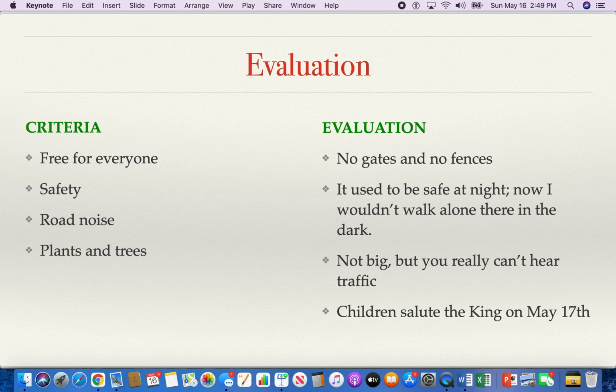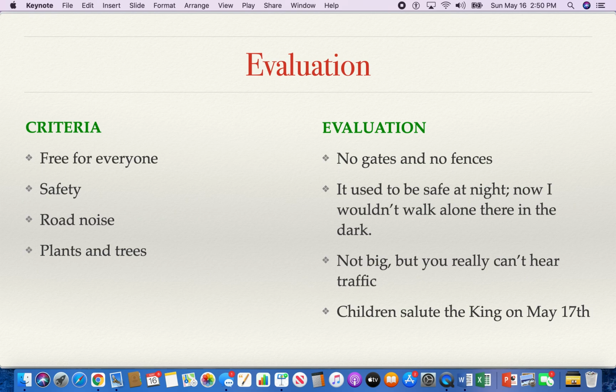Let's consider the next paragraph, which would be evaluation of the place. So, one criterion could be, is it free and open for everyone? And the answer is yes. There are no gates and no fences. Anybody can walk in. Another criterion is safety. And I'm afraid I would have to say that it used to be safe at night. Now, though, I wouldn't walk alone there in the dark any longer. And that's very sad.